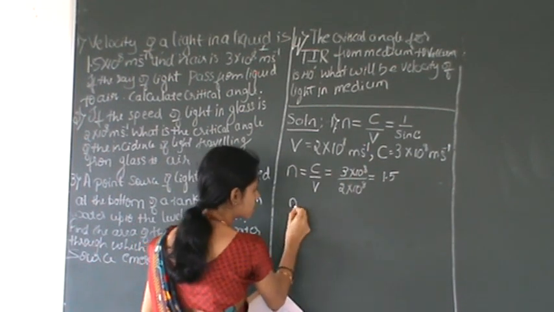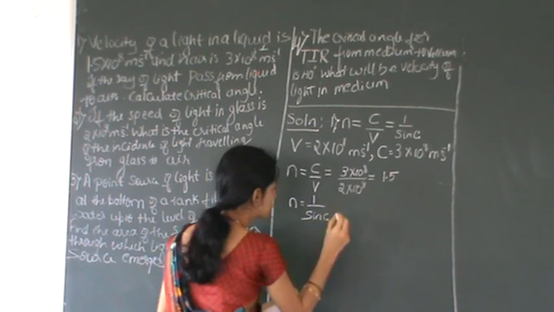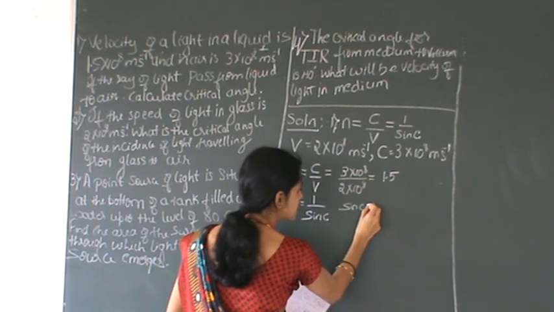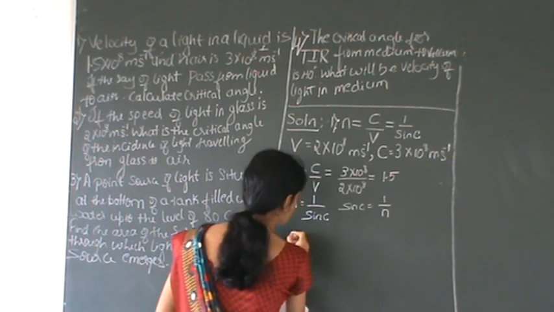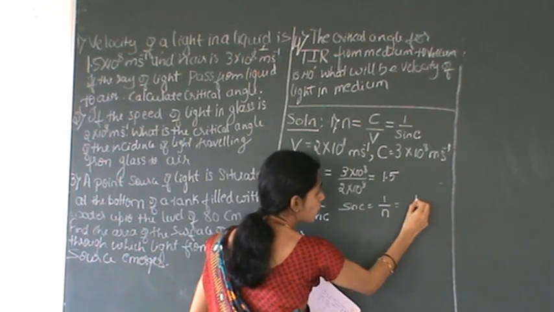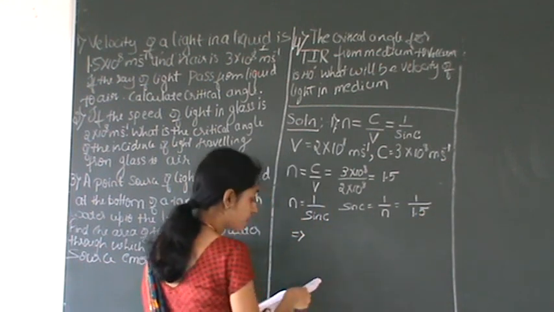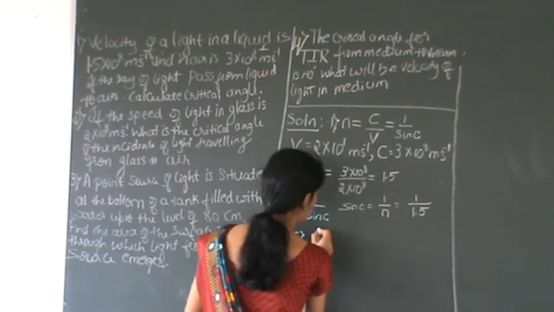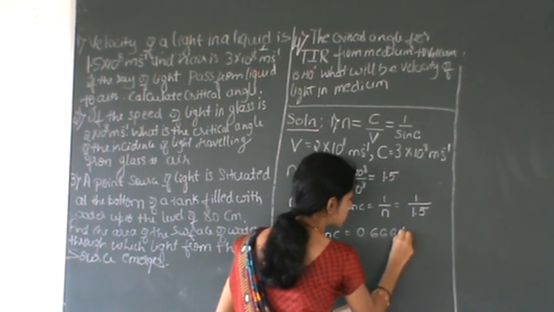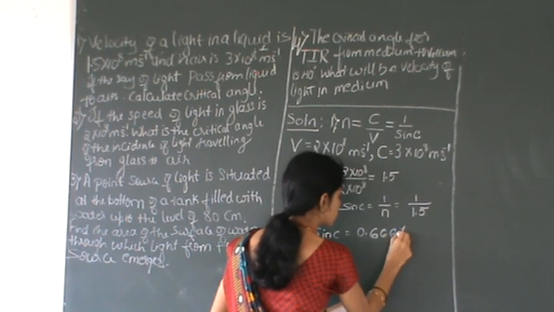Next, we also know that n is equal to 1 by sin c, or sin c is equal to 1 by n. Simply we can write 1 by n. The value of n is 1.5. If we take the ratio, how much will I get? Sin c is 0.666 recurring, I will round it to 0.6667.